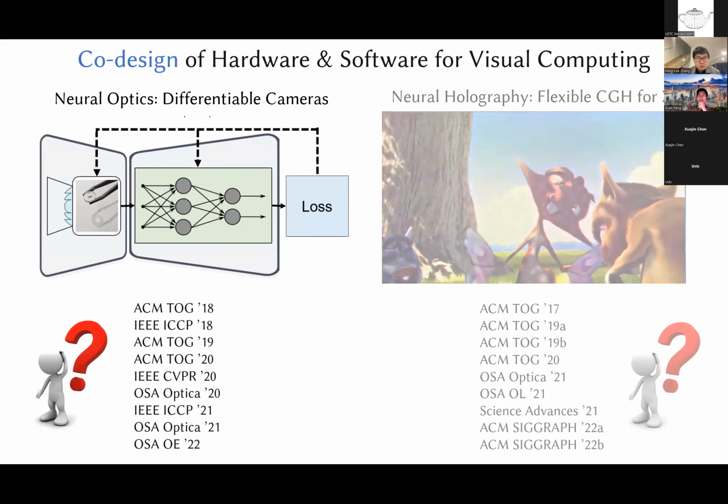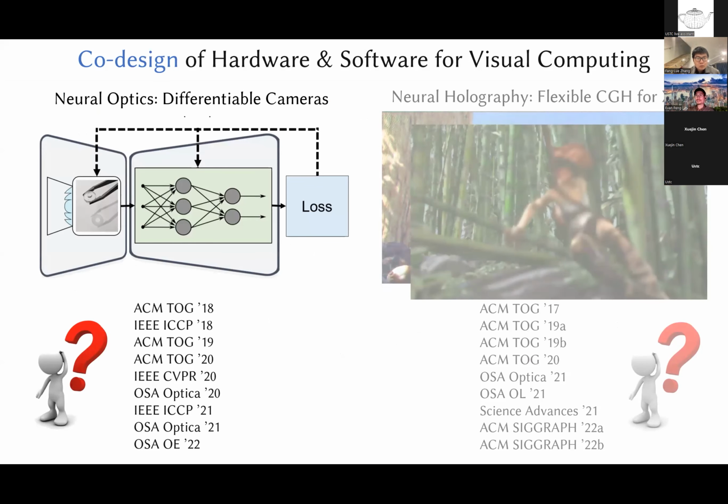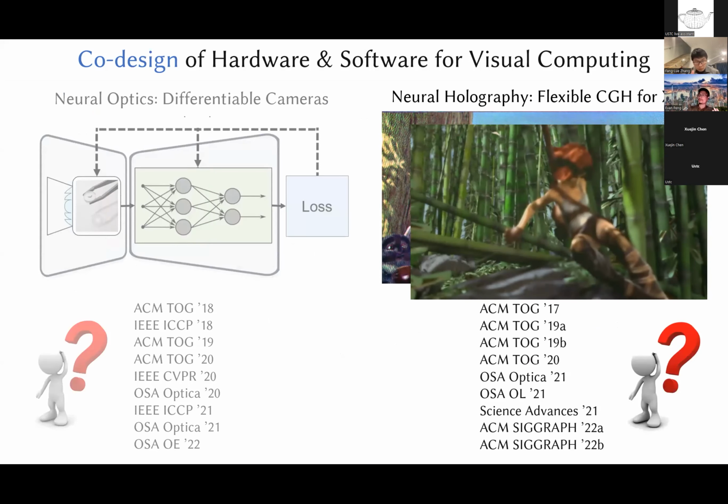Okay, back to this slide. So now we have already explored great tools for better observing the world. Next, let's talk about better visualizing the world. So we need to have the neural holographic display, a flexible computer-generated holographic framework for VR, AR, and MR.